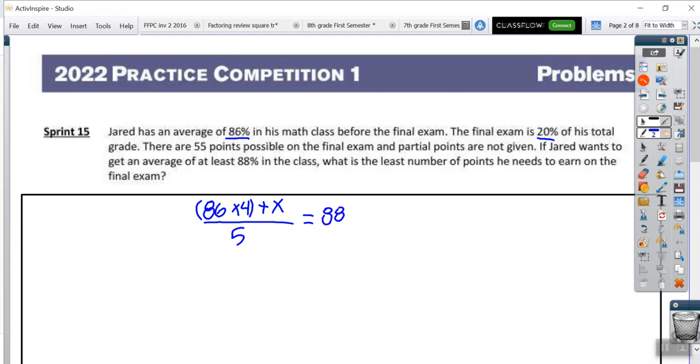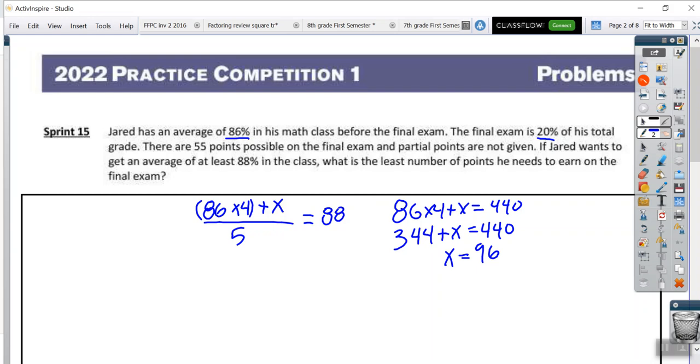Feeling good so far about this? Okay, so now we just have a little bit of train tracks. Divide both sides by 5, and we get 86 times 4 plus x is equal to 440, right? So 86 times 4 is 344, plus x has to equal 440. So what is the percentage he has to get? He has to get a 96 on the exam.